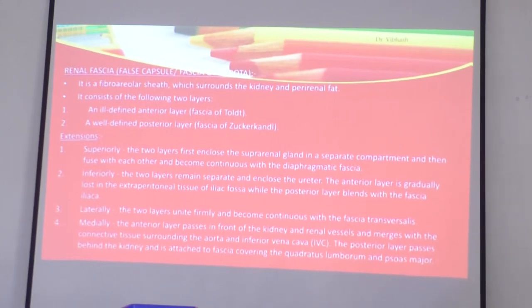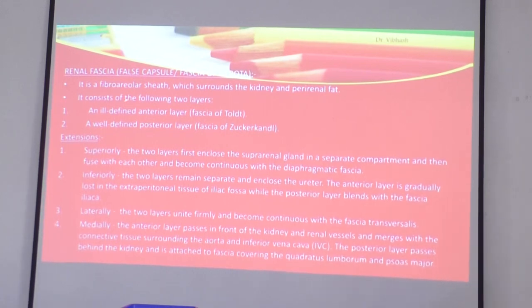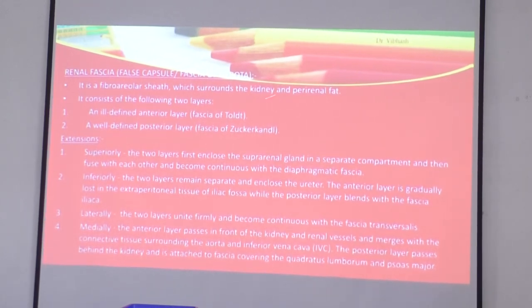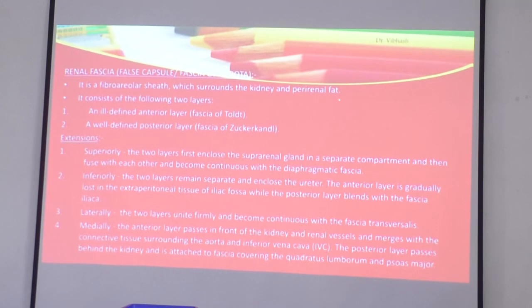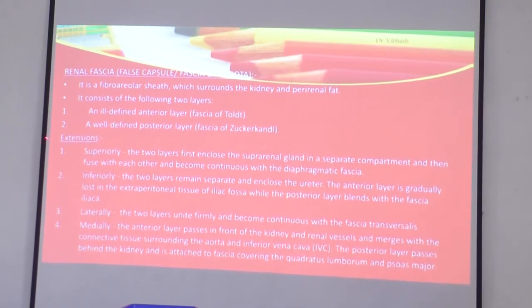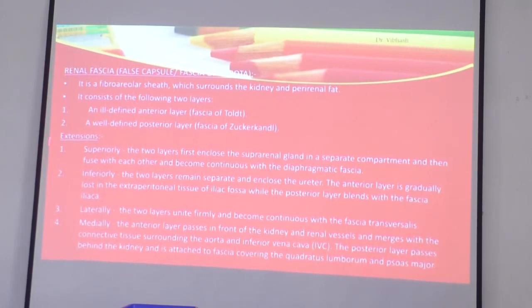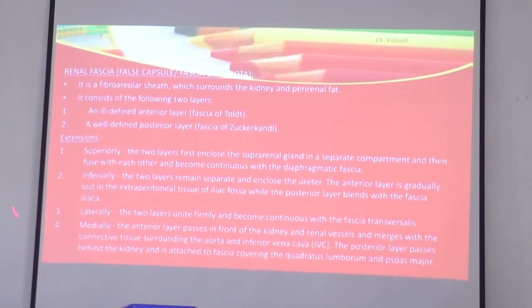Now, the renal fossa or false capsule, fossa of Gerota. It is the fibroareolar sheath which surrounds the kidney and perirenal fat. It consists of two layers, an ill-defined anterior layer, also known as fossa of Toll, and a well-defined posterior layer, fossa of Zuckerkandl. So, what are the extensions?